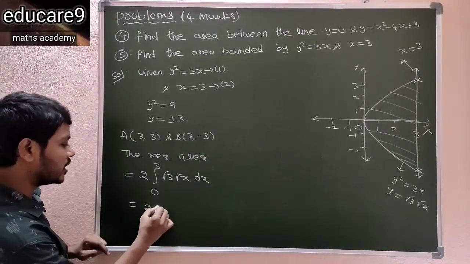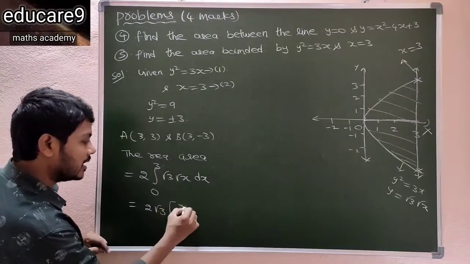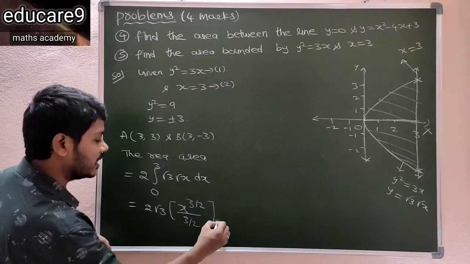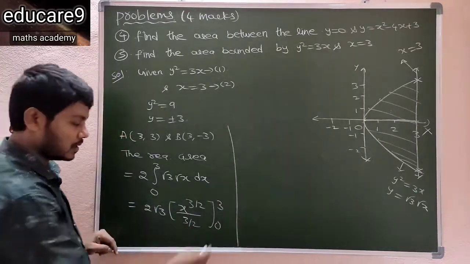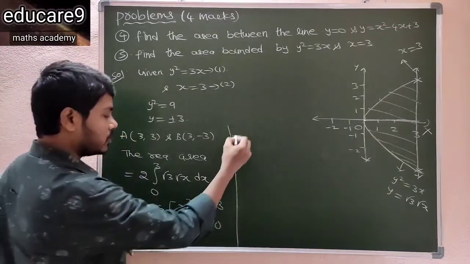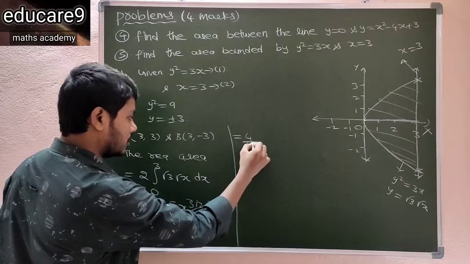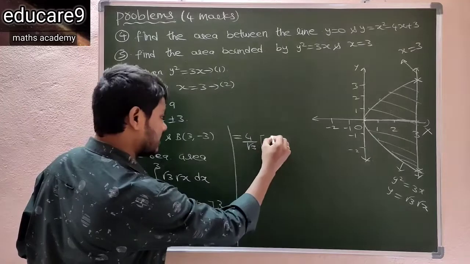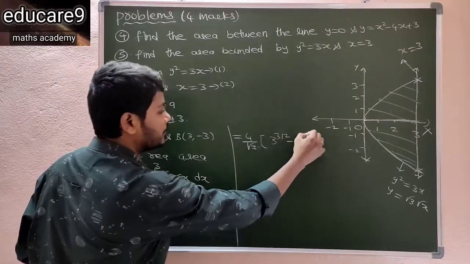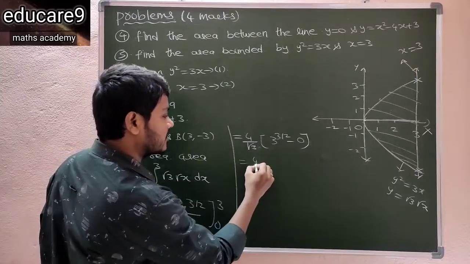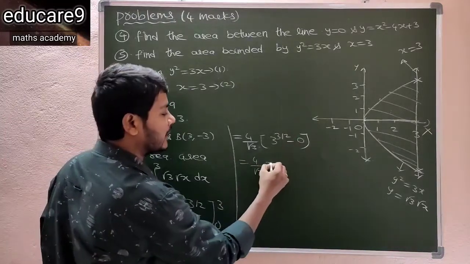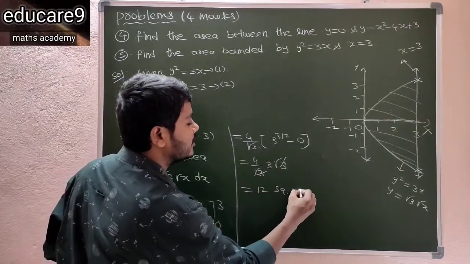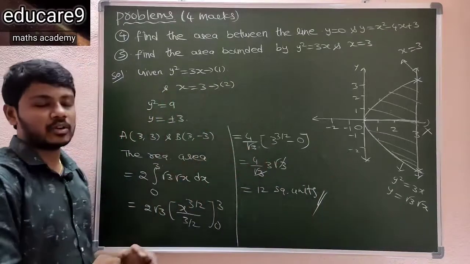Now this is 2 root 3 into integration of root x, that is x to the power of 1 by 2 plus 1, x to the power of 3 by 2 by 3 by 2, within the limits 0 to 3. Now this is 2 into 2, so 4 by root 3. Here what is the upper limit? 3. So write 3 power 3 by 2, lower limit is 0. Now again this can be written as 4 by root 3 into 3 power 3 by 2, write as 3 root 3. So root 3 gets cancelled, 12 square units. Okay. So this is the required area.